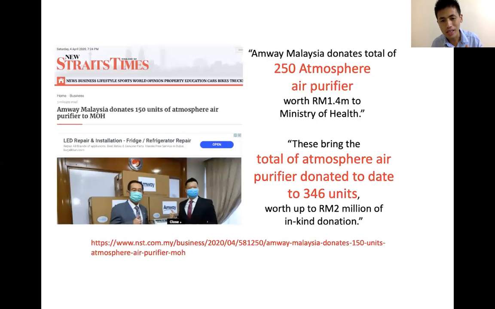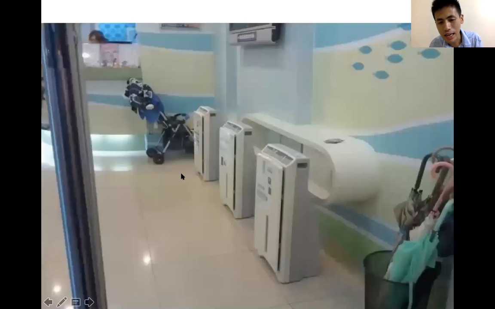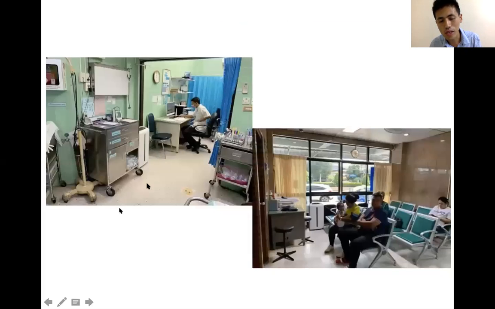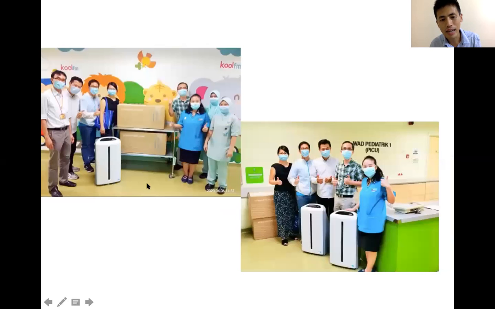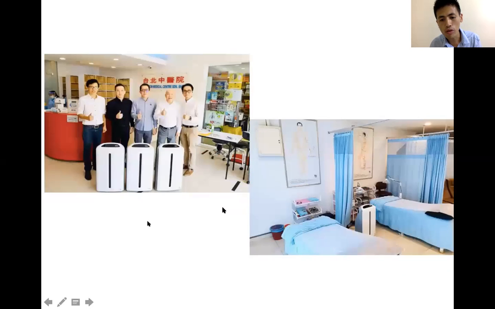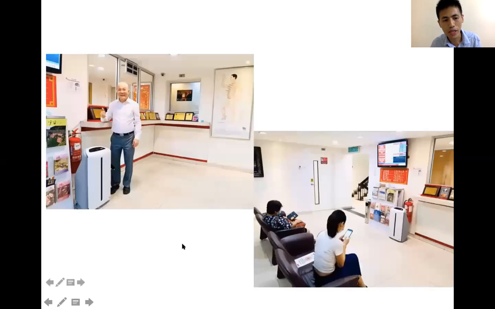Because Atmosphere is proven to be able to remove viruses. This is in a Singapore hospital. This is in a hospital in Thailand. This is in an ICU ward in PPUM. This is in a Kepong traditional Chinese medical center. So you can see there are many units in the hospital, in the wards, in the customer waiting area. So these are some of the things that the owner can do to help protect the employees and also to raise the image of the service.